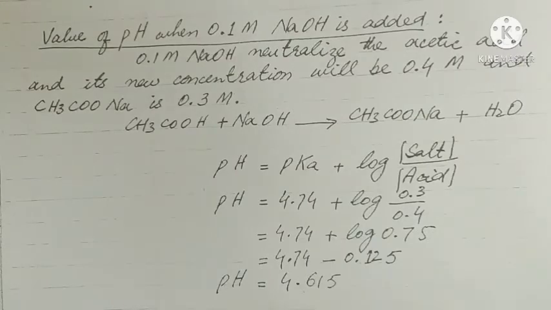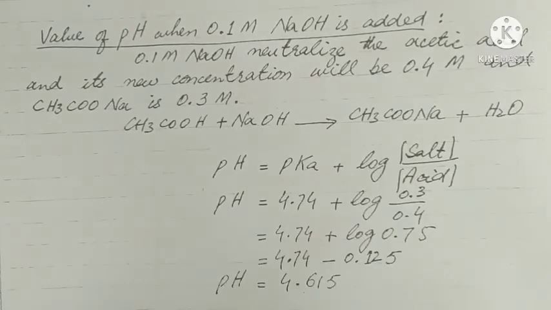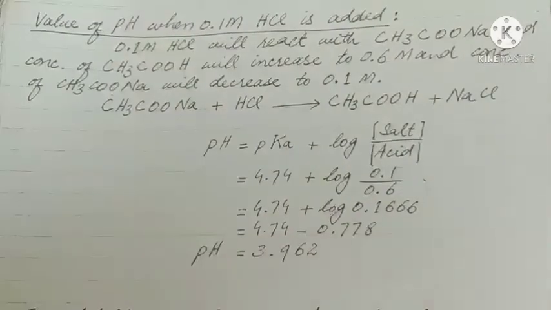Then pH is equal to pK plus log salt over acid. pH is equal to 4.74 plus log 0.3 over 0.4, which is log 0.75. 4.74 and log of 0.75 is 0.125. So pH is 4.615. When 0.1 mole of sodium hydroxide is added, the pH of that solution will be 4.615.